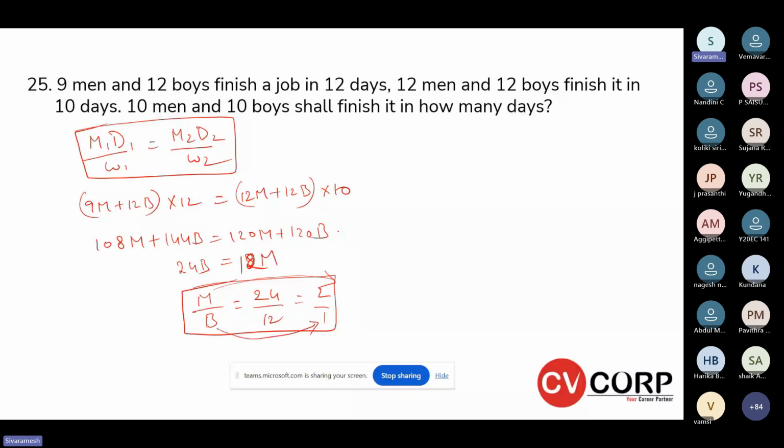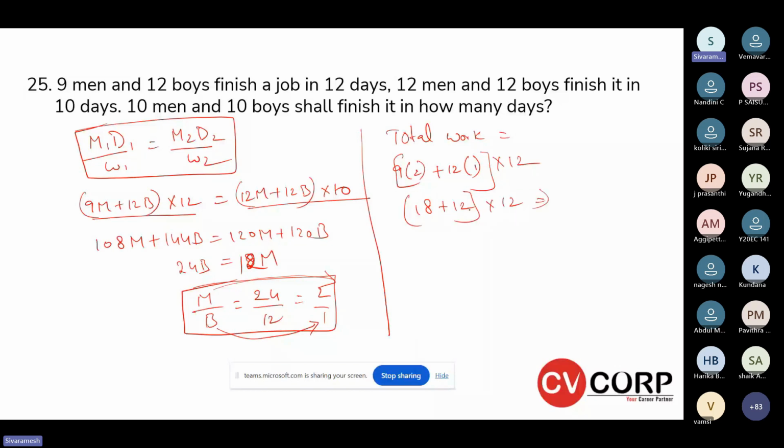Now what they're asking is, when the same work is to be finished by 10 men and 10 boys, in how many days? We already know that man efficiency is 2 chocolates per day and boy efficiency is 1 chocolate per day. First we'll calculate the total work. You can substitute the values on either the left side or the right side. Substituting here: 9 times 2 is 18, plus 12 times 1 chocolate, so 18 plus 12 is 30, and 30 times 12 is 360. So there are a total of 360 chocolates. This indicates the total work.